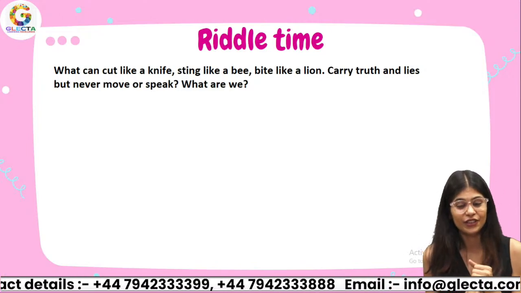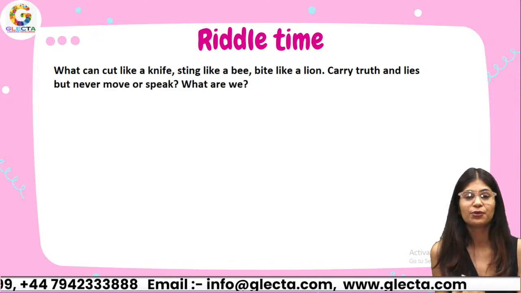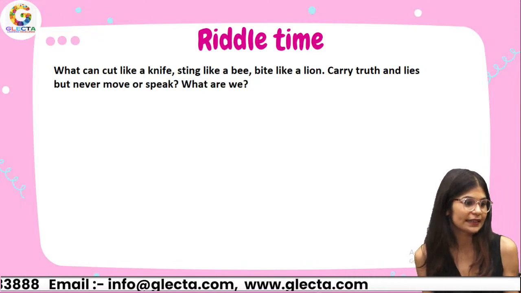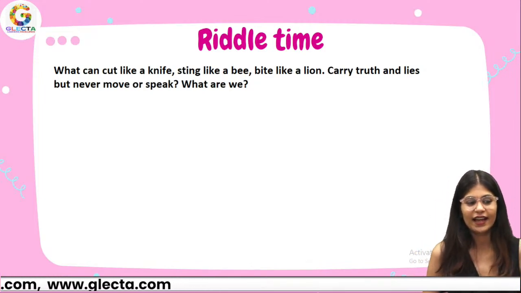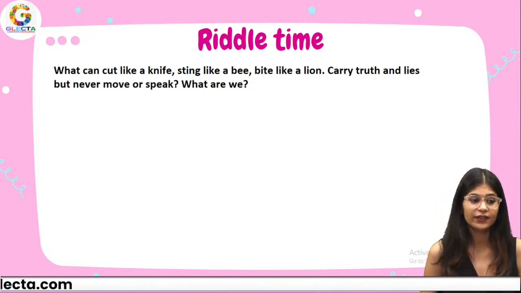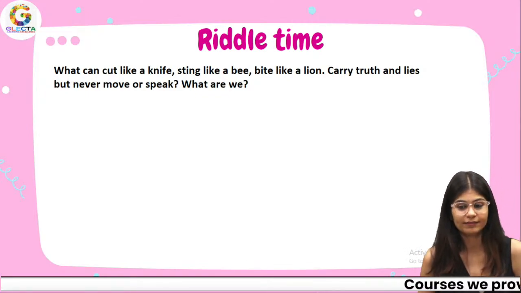Okay, you see a riddle on the screen. It's a pretty simple one. All you have to do is focus on every single word that it says. So it says, what can cut like a knife, sting like a bee, bite like a lion, carry truth and lies, but never move or speak? What are we?